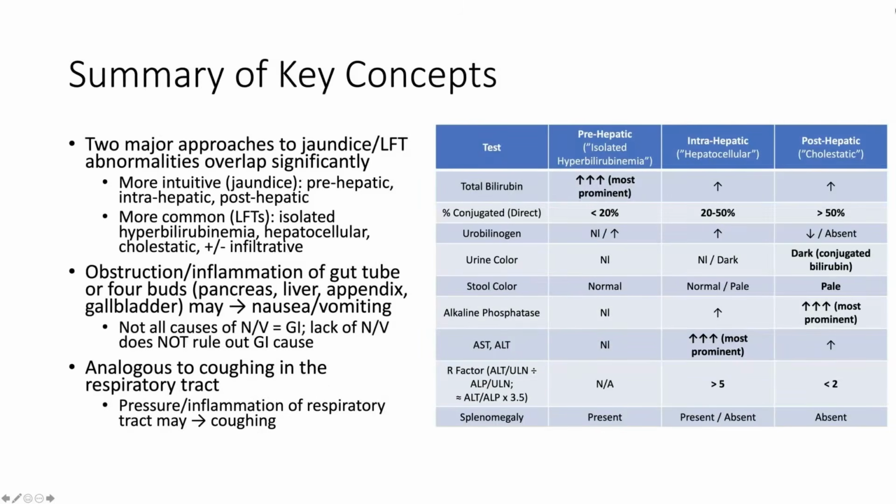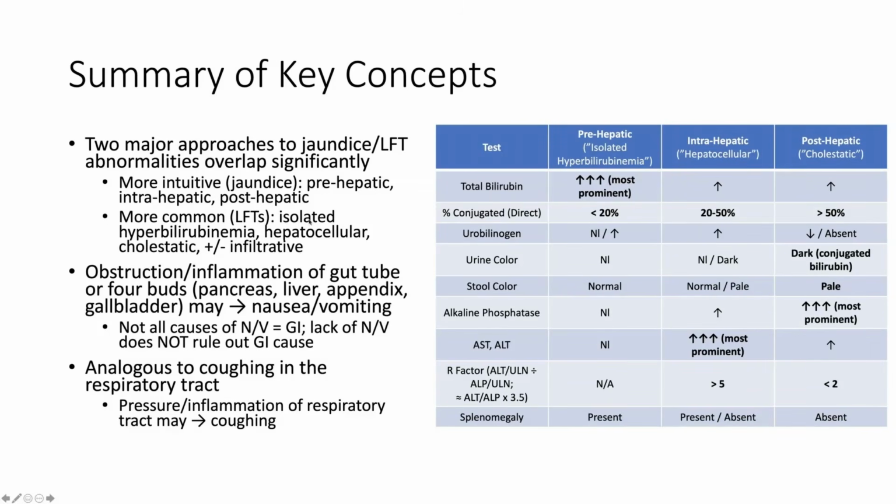So our summary of key concepts. The main thing we're going to go through today is the different patterns you see for LFT abnormalities, because this comes up a lot. There is a more intuitive way of thinking about it, which is very similar to how you think about kidney failure. Just like there's prerenal, intrarenal, and postrenal, you can think about it for jaundice especially in terms of prehepatic, intrahepatic, and posthepatic. It doesn't work quite as well as it does with the kidneys, but it works like 90% of the time, which is pretty useful. It's a pretty intuitive way of thinking about it.